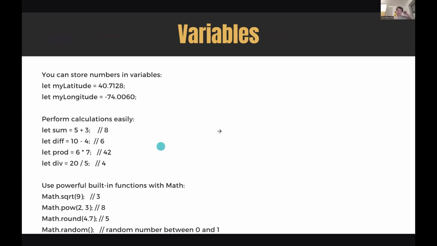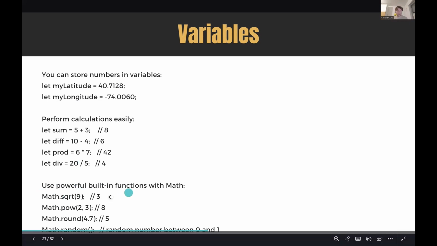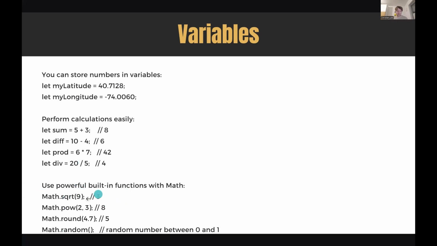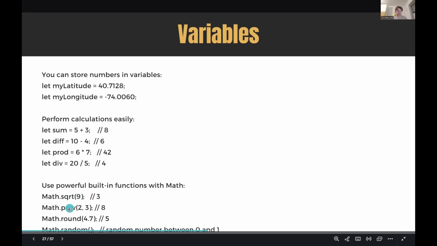Okay. So variables, simply you can store numbers in variables, for example, like in JavaScript, let myLatitude, let myLongitude. This is how you store numbers in variables. They're stored basically in the memory, and you can use them throughout your code. Okay, you can perform calculations inside, and JavaScript has really cool built-in functions, like with Math, for example, square root, tan, rounding, random numbers, and stuff like that. Okay, this is basically how you start.